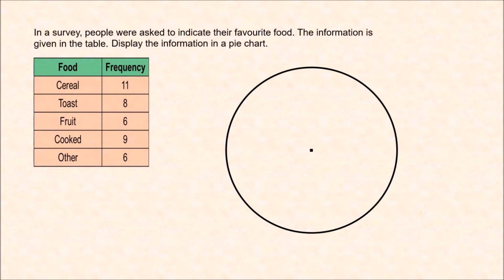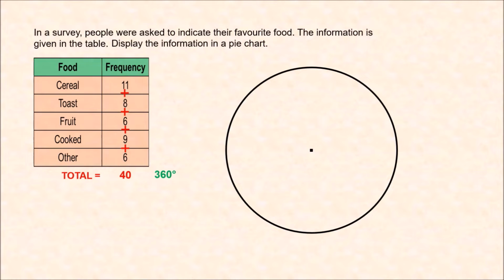We have 5 different types of food, so we have 5 sectors. So we have to find the angle for each sector. To do that, find the total of all the frequencies. So 11 plus 8 plus 6 plus 9 plus 6 will be 40. 40 people participated in the survey. So this pie chart will represent 40 people.